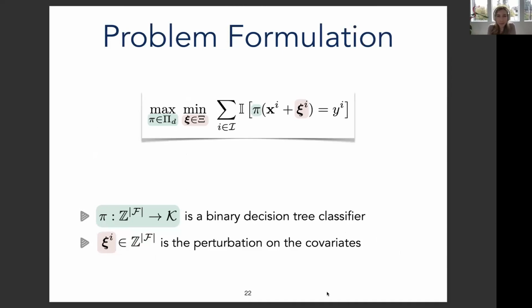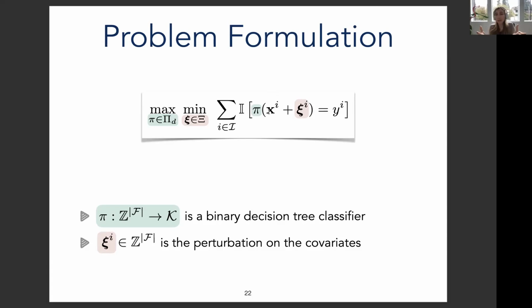So let me now formulate my problem and hopefully convince you that this is the right problem to look at. Here we're trying to identify the tree pi that's going to maximize the worst case accuracy. How do I calculate accuracy? I sum across all data points the quantity 1 if the prediction from my tree matches the label I see in the data. How do I take the prediction from the tree? Well, instead of feeding it the unperturbed covariate x_i, I feed in the perturbed covariate x_i plus xi.